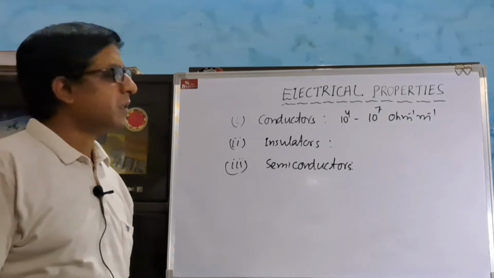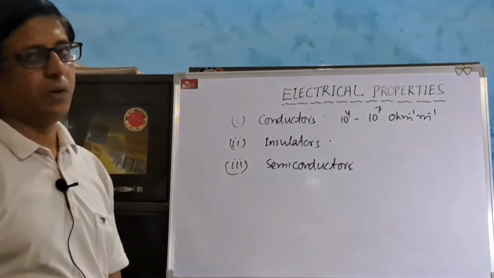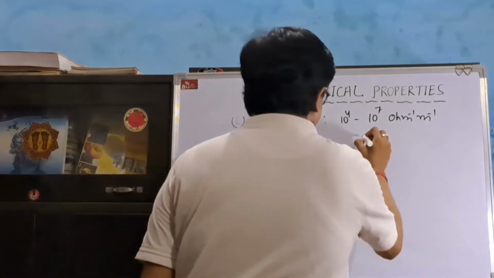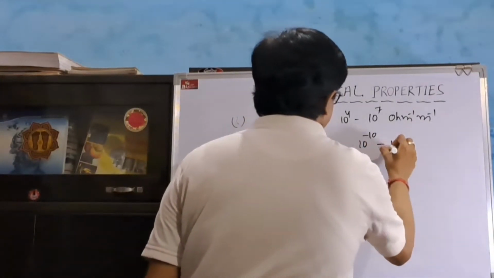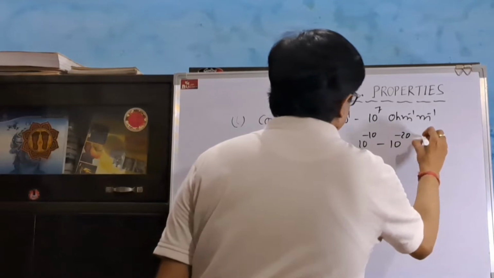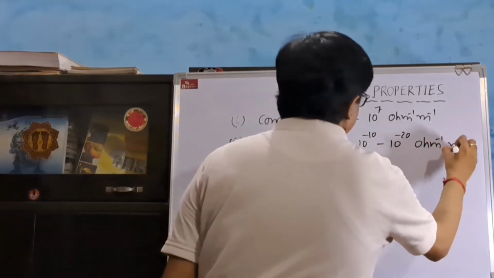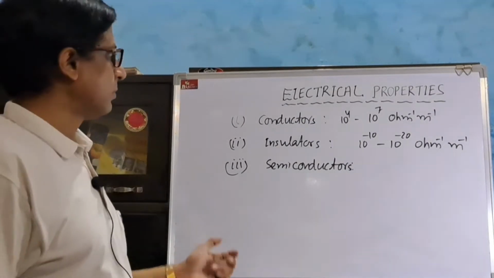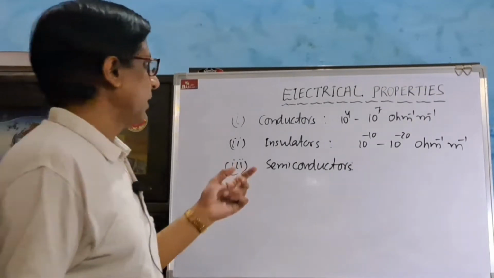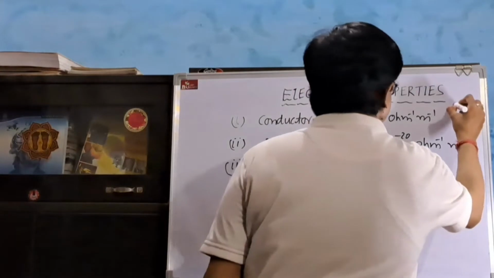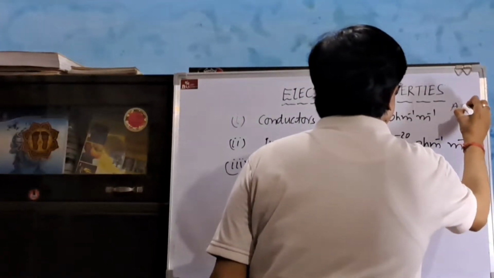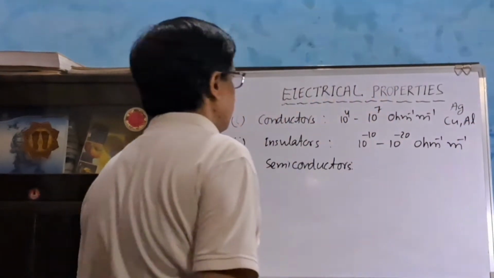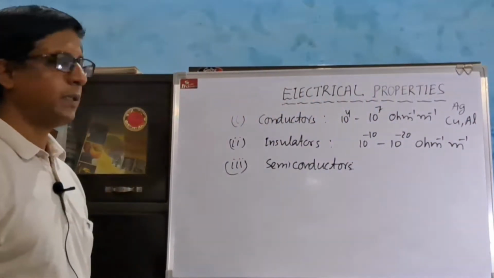Insulators are the substances which have very low conductivity. Their conductivity can be as low as 10 to the power minus 10 to 10 to the power minus 20 ohm inverse meter inverse. For example, wood is an example of insulator. In case of conductors, silver, copper, aluminium are good examples.